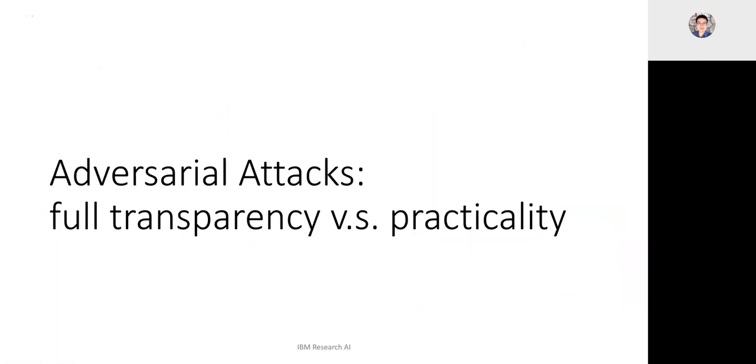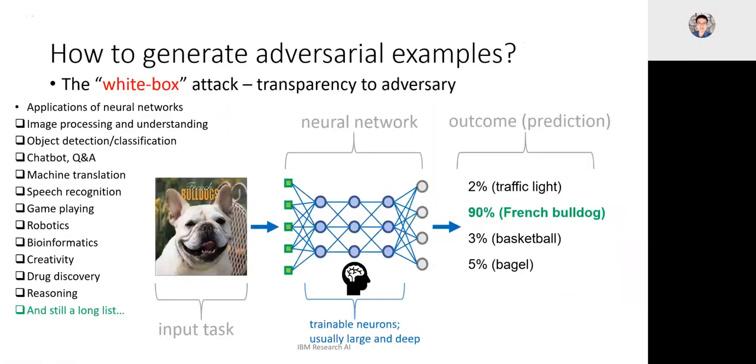Okay, next I'm going to walk you through some adversarial attacks that have been developed in the past. So how do we actually generate these adversarial examples? Researchers actually start from a white box approach. White box means everything is transparent to the adversary when you try to generate these adversarial examples, including what your model's architecture is and how your model is trained. Basically, there is no secret to hide from an adversary.